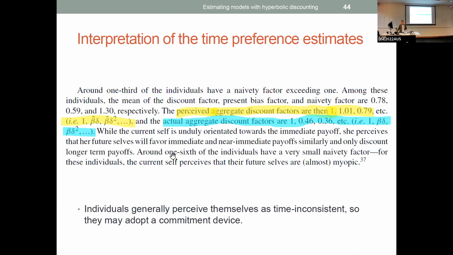The main message is that people generally can perceive themselves as time inconsistent. So they may adopt a commitment device, and around 1/6 of the individuals perceive their future selves as almost myopic, which means that they think that the future selves are just dumb people.